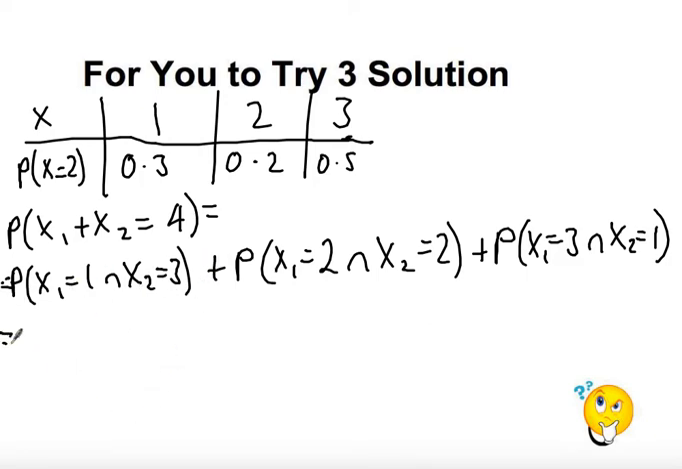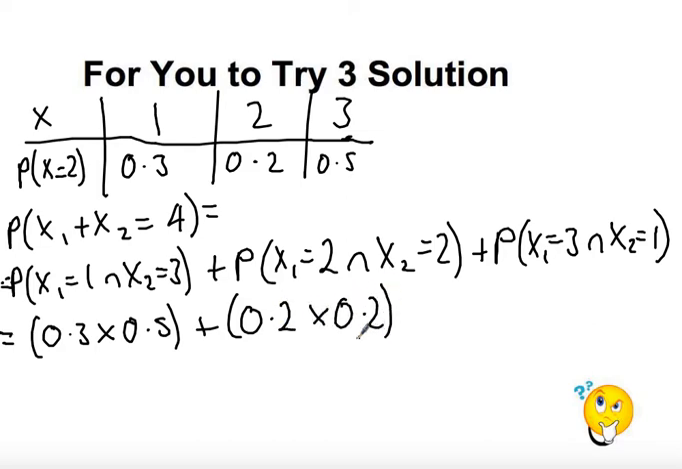So now when I calculate this, we get probability of x1 equal to 1 is 0.3 times probability of x2 equal to 3, which is 0.5, plus probability of variables being equal to 2, which is 0.2 times 0.2, plus the probability x1 equals 3, which is 0.4, times probability x2 equals 1, which is 0.3. Okay, so when we work through this, you should find that you get an answer of 0.34.